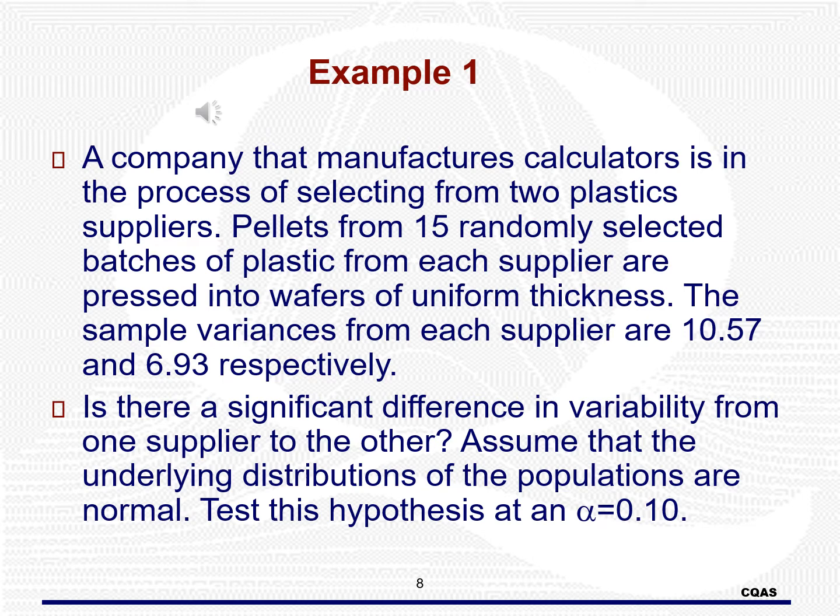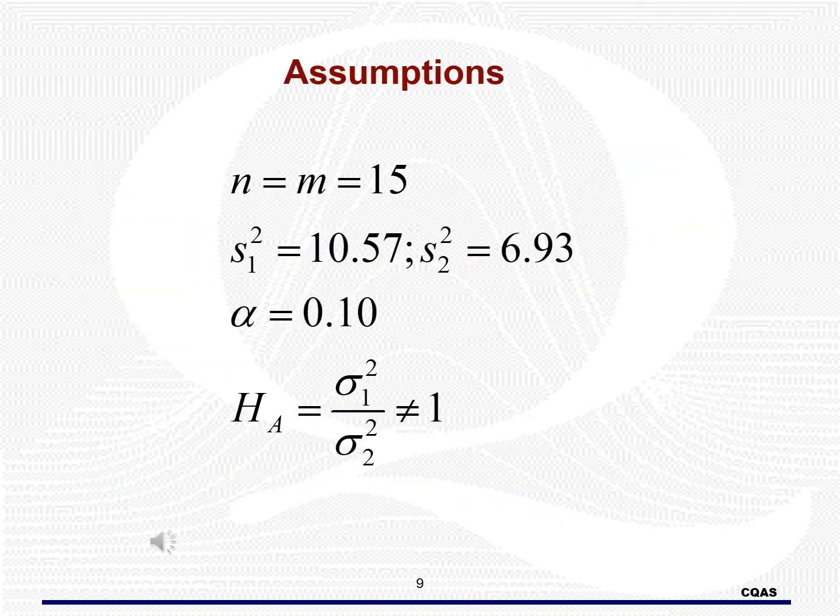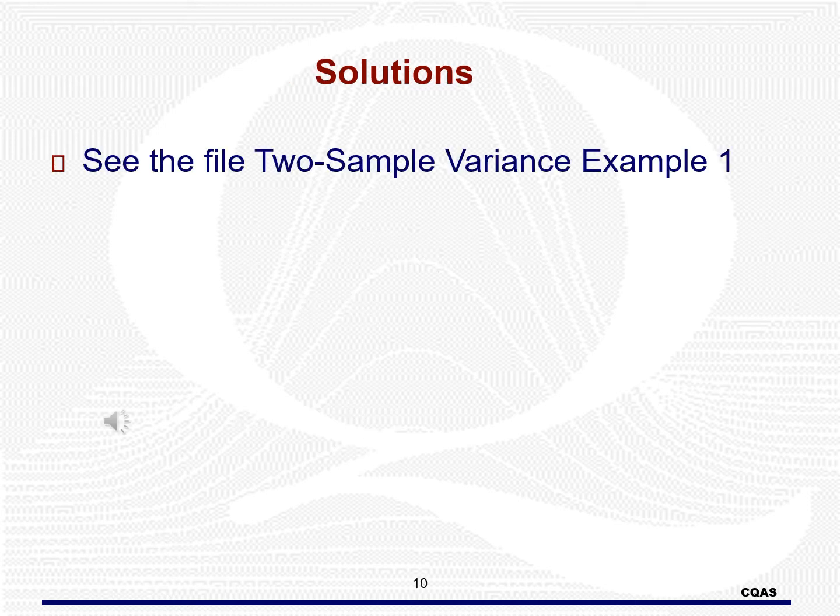Let's look at assumptions. For this problem, we assume that the sample size per group is equal to 15. We will also use alpha equal to 0.1, and the alternative will be that the ratio is not equal to 1. The sample variances are 10.57 and 6.93 respectively. To see the solutions, look at the file called Two Sample Variances Example 1. Now let's look at the conclusions.